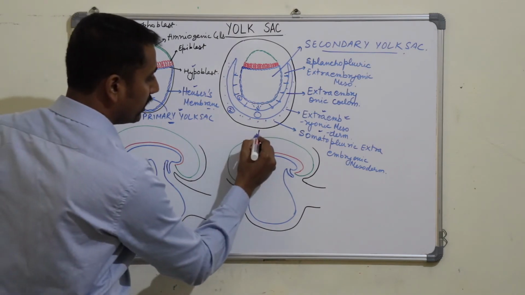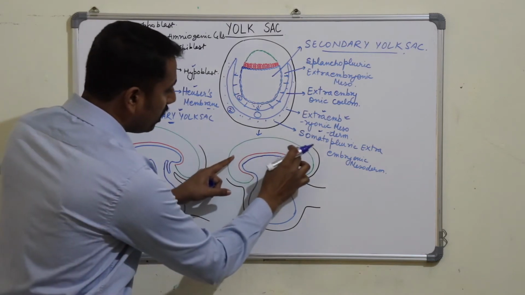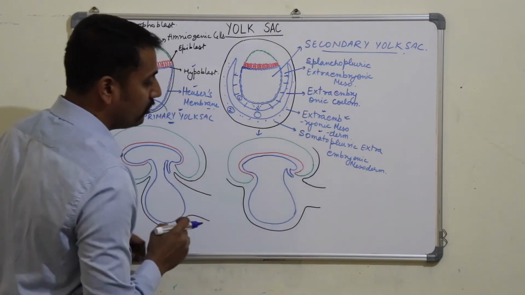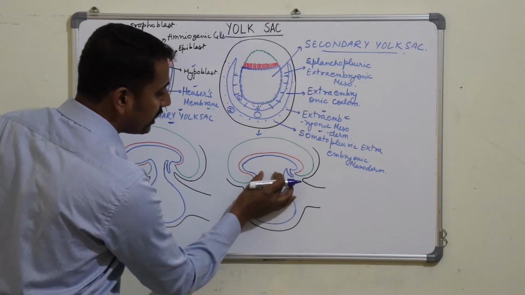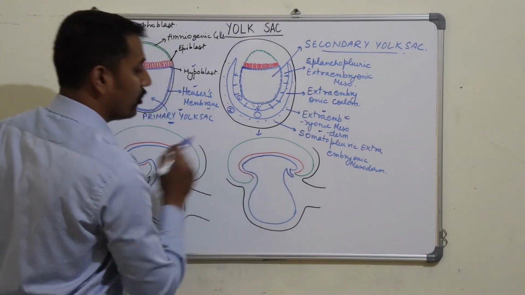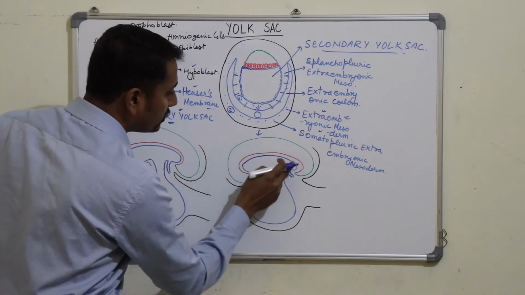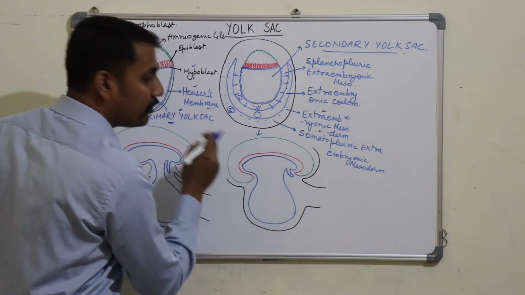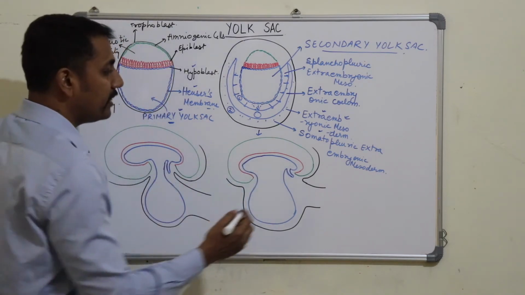Now come on to this diagram. After the folding of the head and tail end of the embryo, a part of the secondary yolk sac is included into the embryo. This part of the secondary yolk sac, which is included into the embryo, will form the primitive gut.